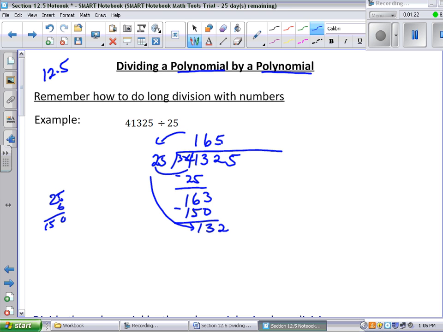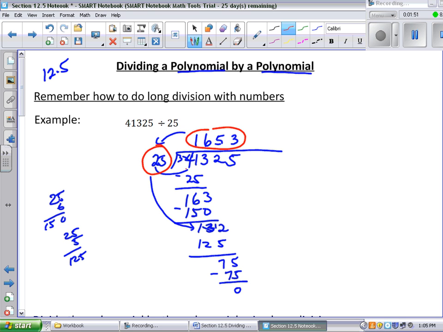And then I multiply 25 times 5, and I get 125. I put it down here. And then I subtract again and bring down the 5. 25 goes into 75 3 times, and 3 times 25 is 75. So when I subtract, I have a remainder of 0 on this first problem. If I want to check my work, I can go back and multiply the quotient times the divisor, and I should get this number, 41,325. I'm not going to take time to do that.